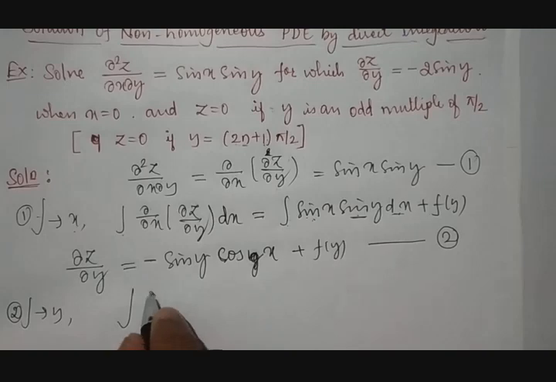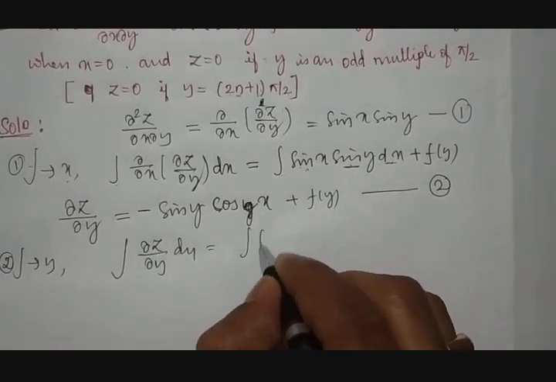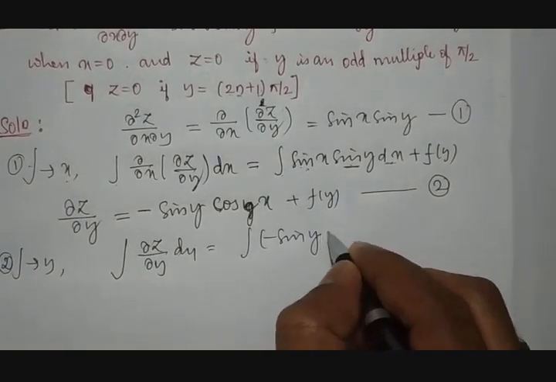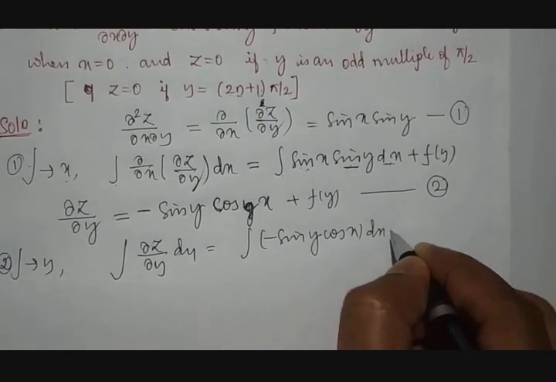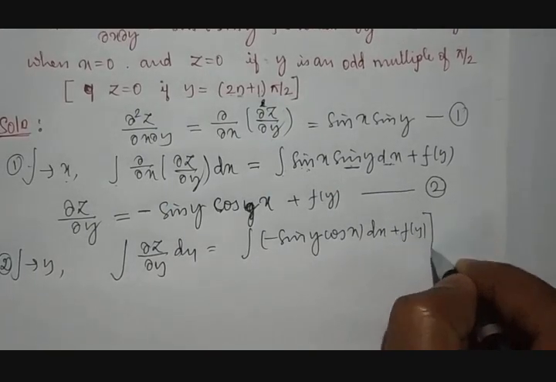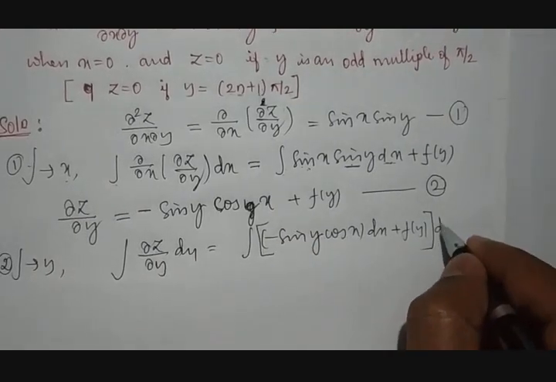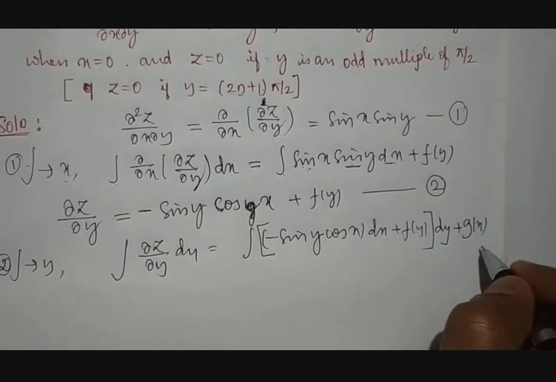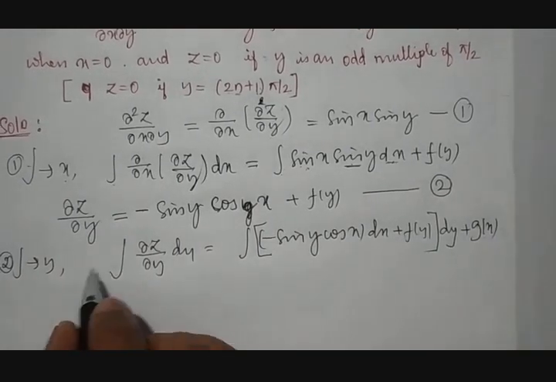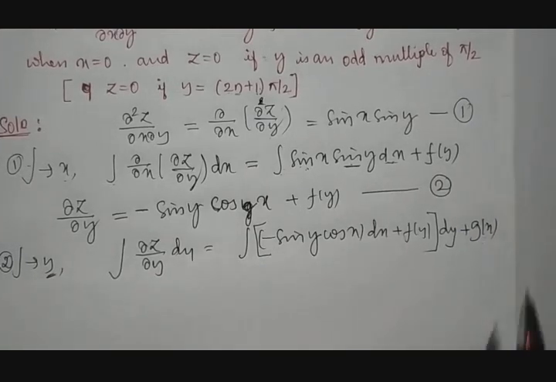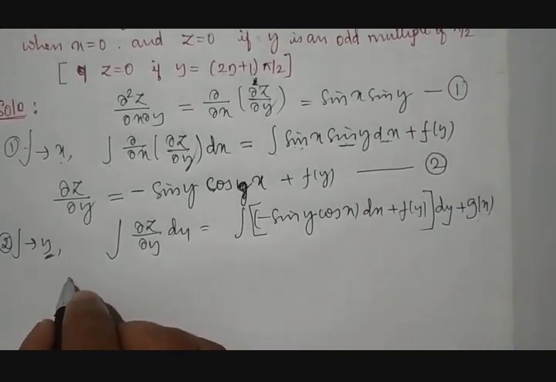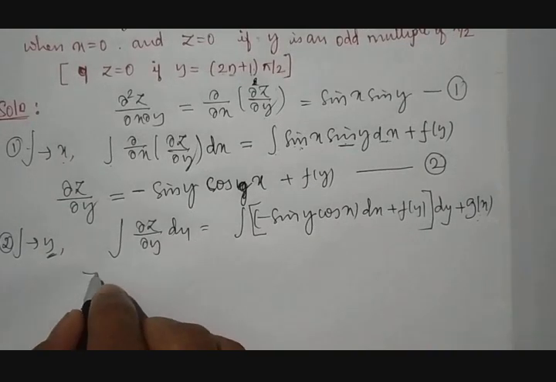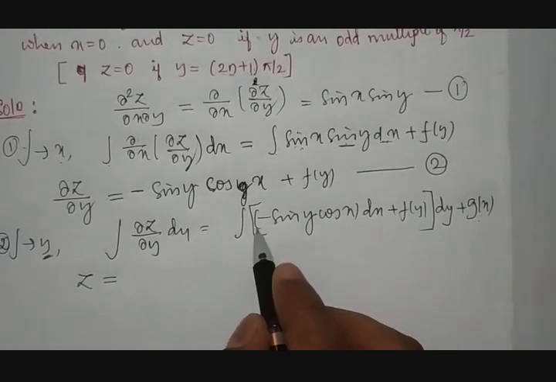Then apply integration on both sides with respect to y, which will be equal to the integration of minus sin y cos x plus f(y), all together integrating with respect to y, plus g(x) will be constant. Why is g(x) constant? Because we are integrating with respect to y, so the x function will be constant. So I'll take individual terms. The integration of ∂z/∂y is nothing but z, which is equal to, we'll take individual terms.